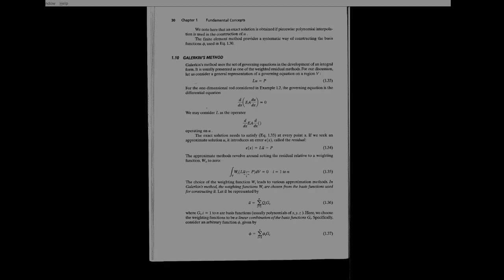And remember, we always choose this weighting function to have the same shape, same form and same characteristics as U, and then this Galerkin's method becomes what's called the Bubnov-Galerkin method. Okay, and that is essentially where we are. So this is just to give you an idea.